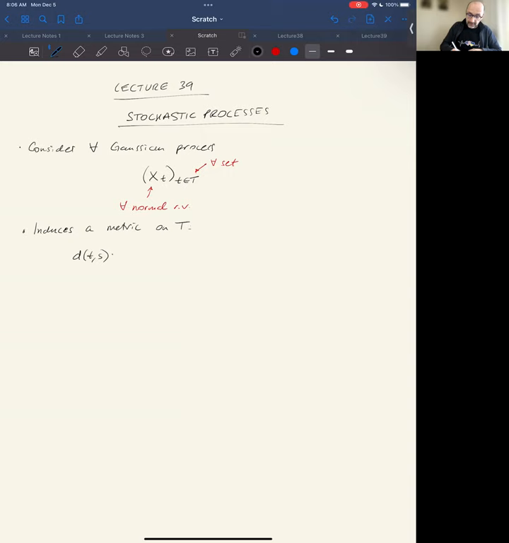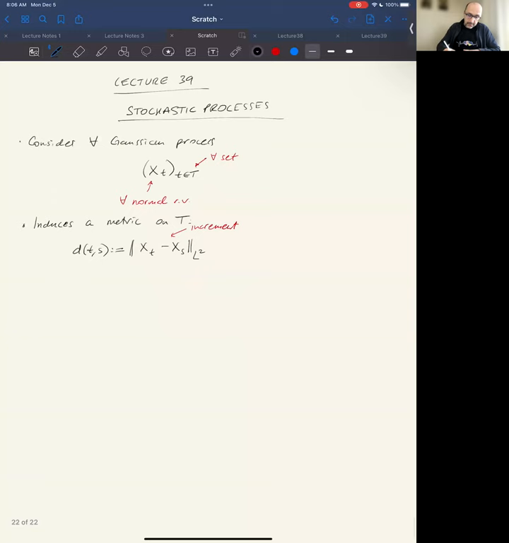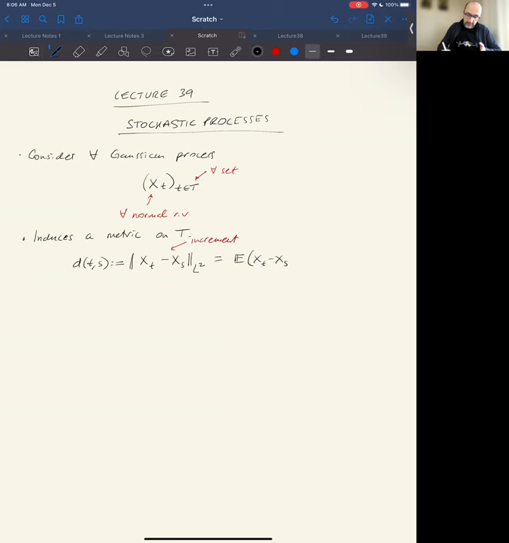Let's just define the distance between two points by looking at X_t minus X_s. This is called the increment. Both are random variables, so there are norms associated with them, for example, the L2 norm. If you remember what the L2 norm is, it's just the expected value of (X_t minus X_s) squared, and then you take the square root. That's the definition of the L2 norm. Because the L2 norm is really a norm, it's really a metric, it satisfies the triangle inequality. As a result, the process induces a distance d(t, s), a metric on T. It does satisfy the triangle inequality. Agreed?